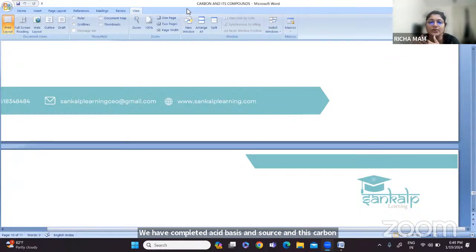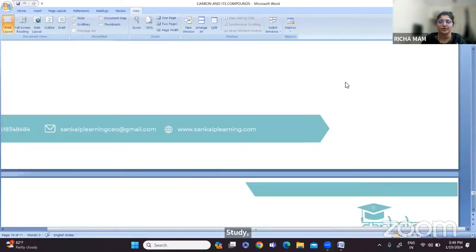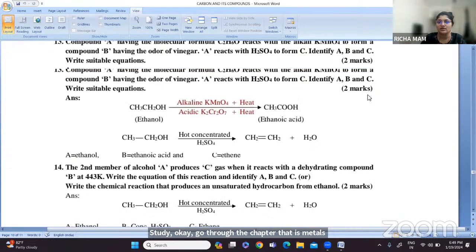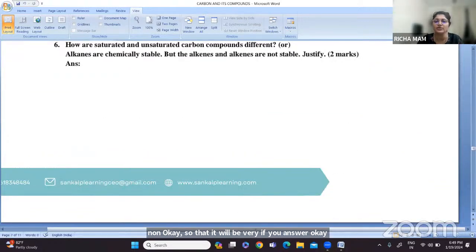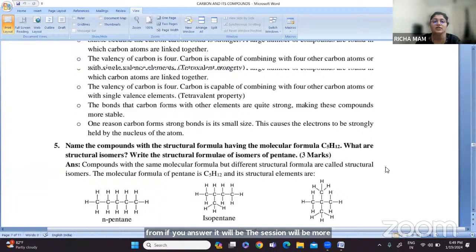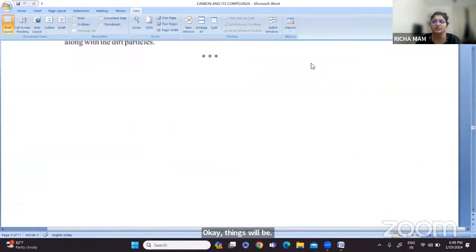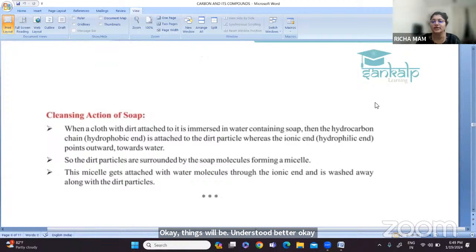Next we are going to start with Metals and Non-metals in our next class. If you have any doubts regarding today's session or this chapter, you can ask me. Please go through the chapter Metals and Non-metals, so that if you answer, the session will be more interactive and things can be understood better.